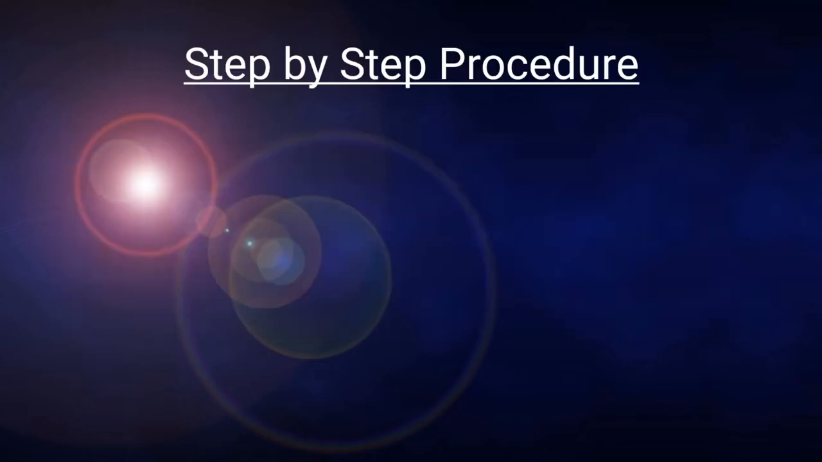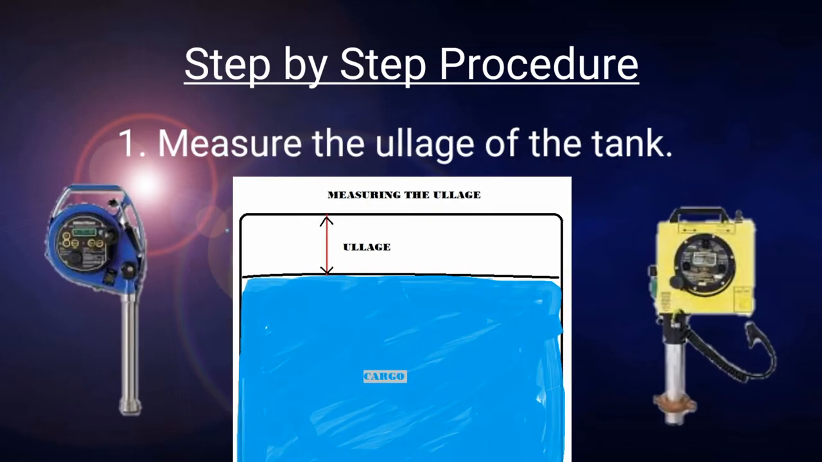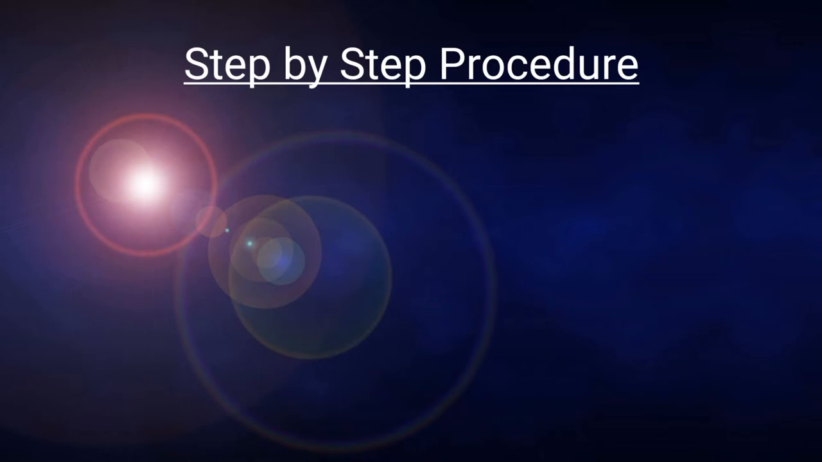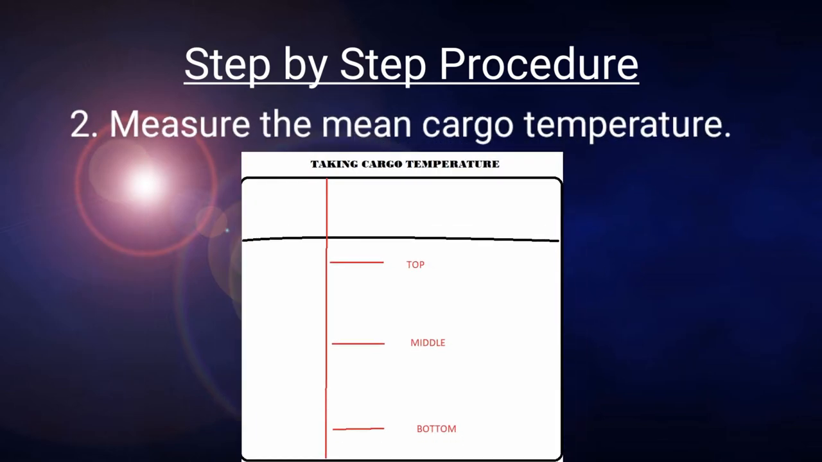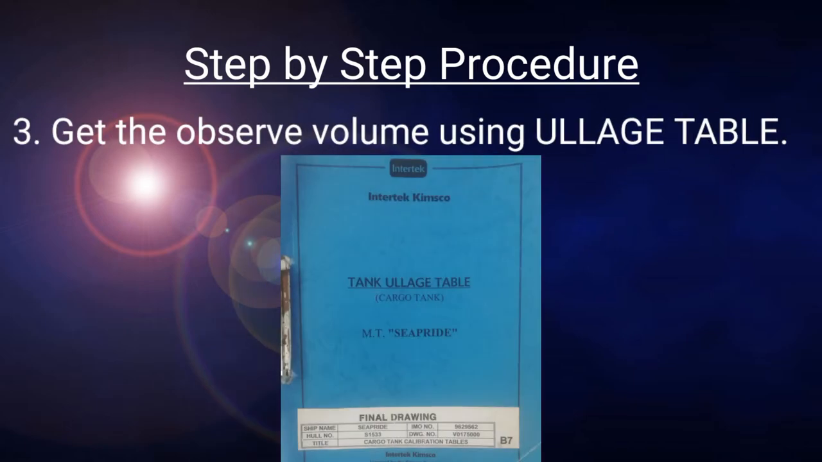Okay, now let's go back to the basics of cargo calculations. We first measure the LH of the tanks by UTI tape or rider gauge in the CCR. We also measure at 3 levels and take the mean of these 3 temperatures to get the temperature of the cargo. Now we will get the volumes for each of the tanks using the LH table, and this will be the volume at the observed temperature.